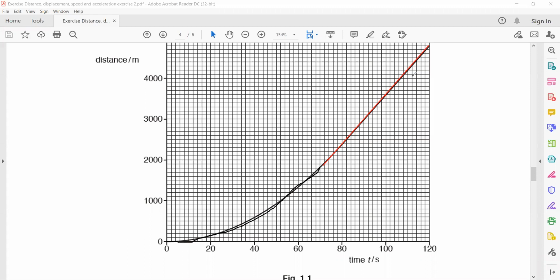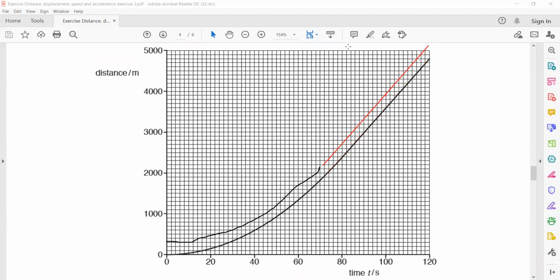So we want to find the speed in this part. Because it's a straight part, we can find the speed for any region. And how can we work out the speed in this region, as it is a constant speed? We'll find the distance travelled in this region and then we'll find the time. So how to get the distance travelled in this region?